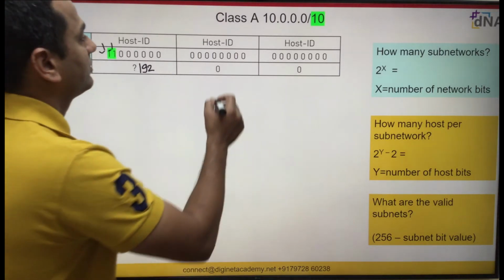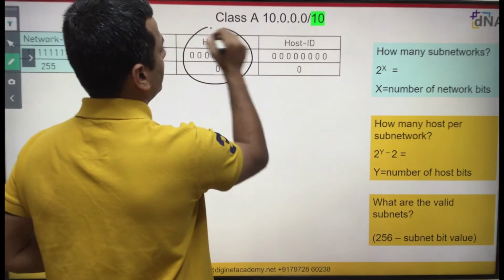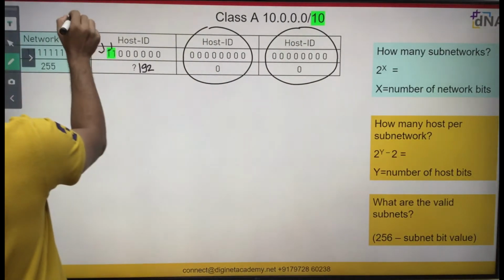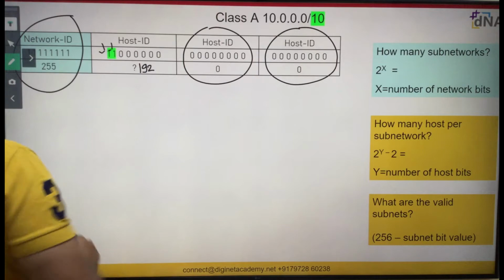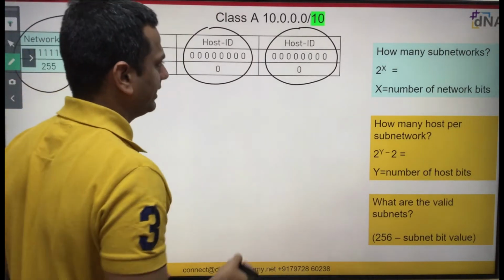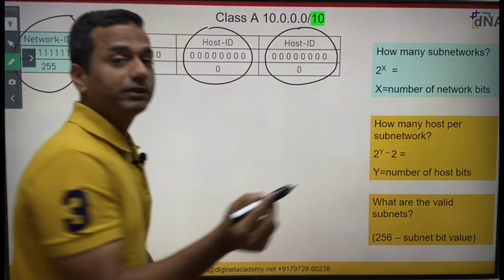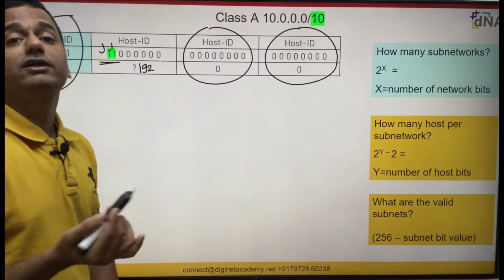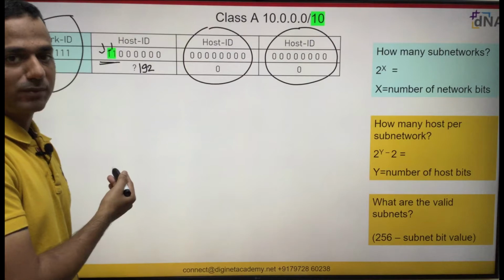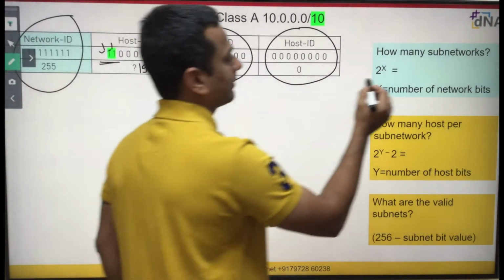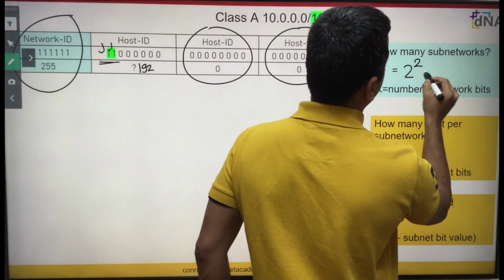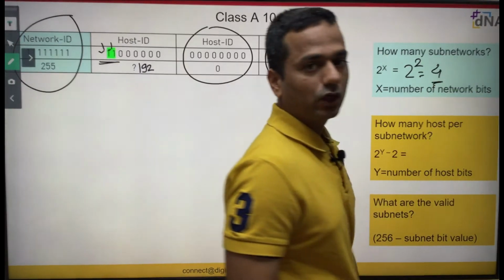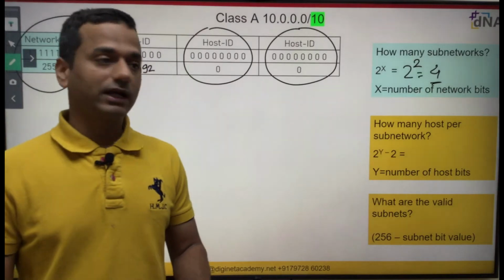So again, same: I still have the third octet and the entire fourth octet for the host, and the first octet is my major network bit. Don't worry about it. So how many subnetwork bits do I have? Total 2 subnetwork bits. And how many major network bits? The first octet is for my major network. So 2 raised to power 2 is equal to 4 subnetworks I will get.